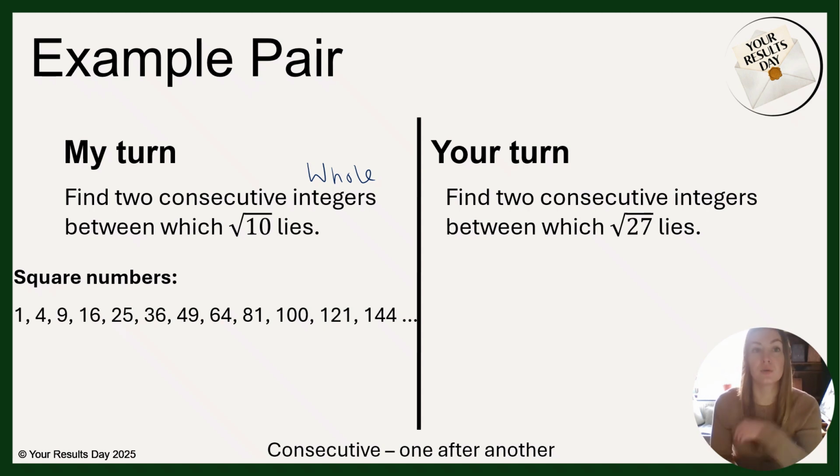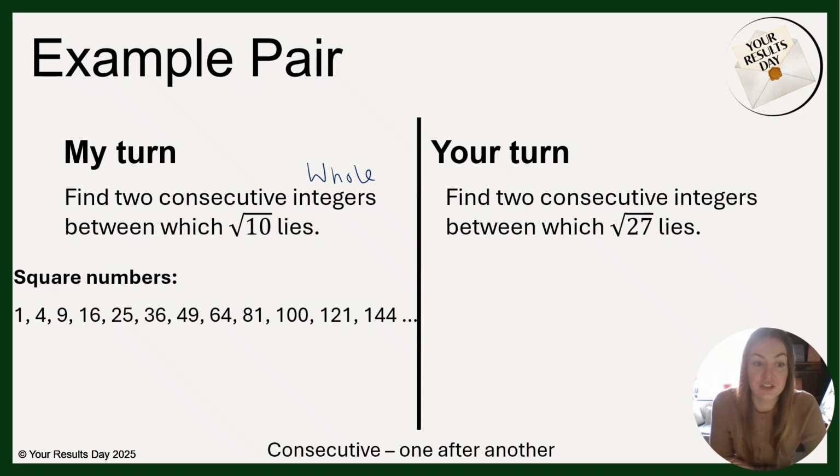So for example, 7 and 8 are consecutive integers. 12 and 13 are consecutive integers because they're next to each other. Something like 20 and 23, they're not because they're not next to each other. 20 and 21 would be consecutive integers. 105 and 106 would be consecutive integers. So we're looking between two whole numbers. Where does the square root of 10 lie?